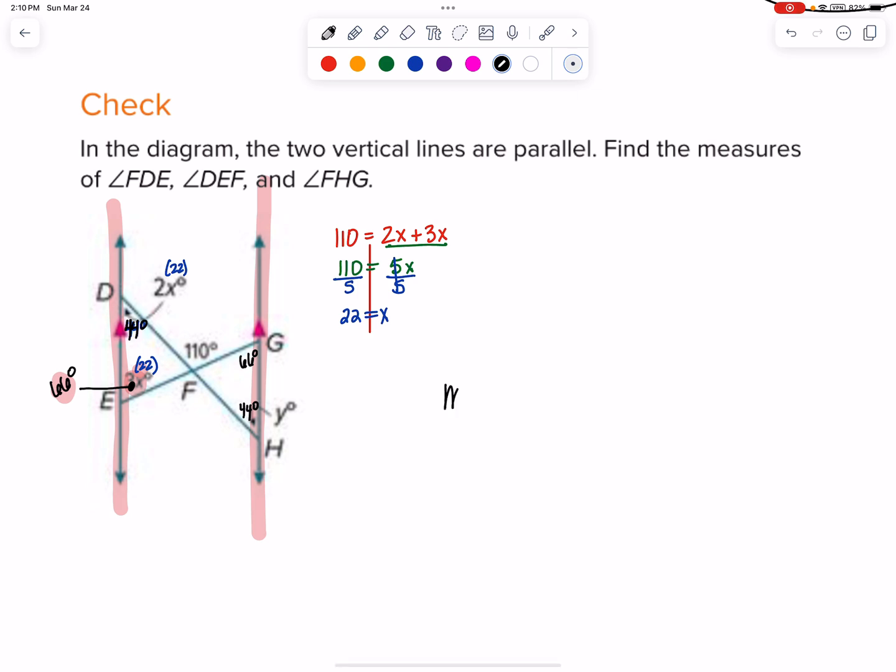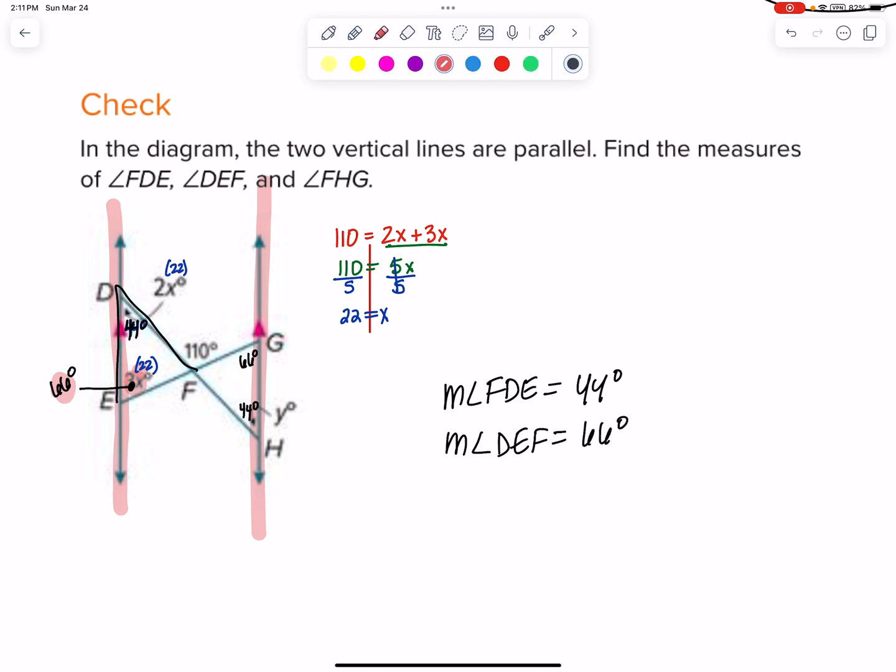So the measurement of angle FDE equals what? So you got to go find it. FDE, that's the 44 degrees. Measurement of angle DEF, so you got to go look and be careful. DEF is 66 degrees because it goes like this. Starts at D, goes to E, and to F. And the middle angle E is what we're looking at. All right, and then the measurement of angle FHG equals, so we're looking at measurement of angle H, which is also 44 degrees. So there we go.